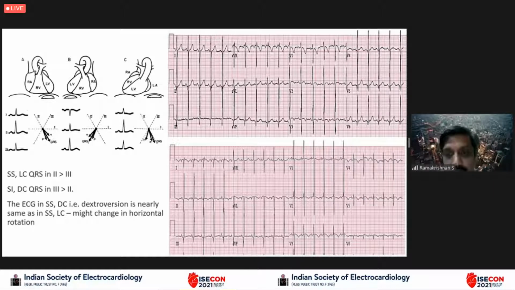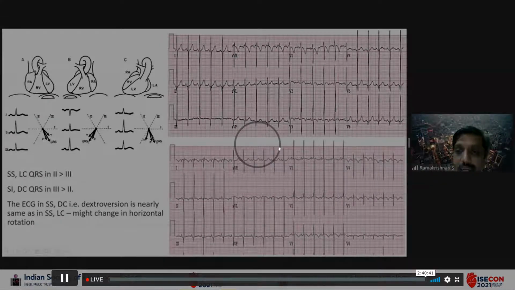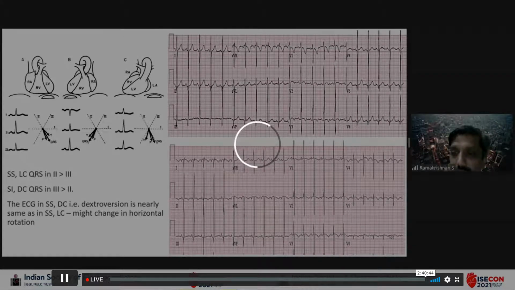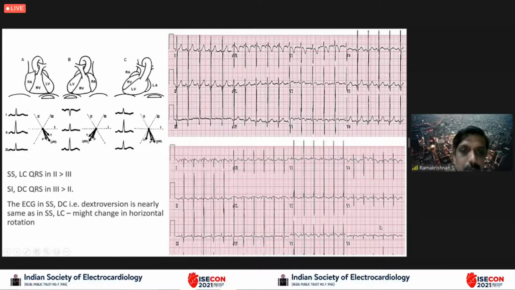In the ECG given below, you can clearly see the P wave, the lower one. You can see the P wave is negative in lead 1, and negative in AVL, and it is upright in AVR, and upright in AVF. So clearly indicating there is situs inversus. And you can see the non-progression of QRS complexes. And clearly you can see 3 greater than 2.